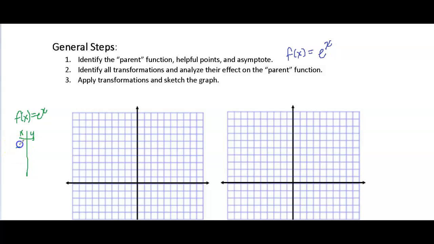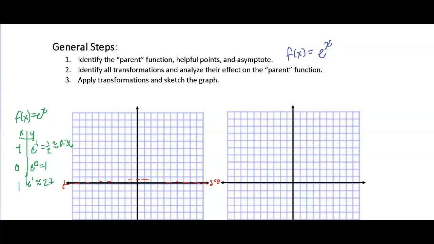If we substitute in -1, we get e to the -1, which is 1 over e, and that is about 0.36. If we substitute in 0, we get e to the 0, which is 1. And if we substitute in 1, we get e to the first power, which is about 2.7. Okay, as always, we'll go ahead and start with the asymptote. It is at y equals 0.